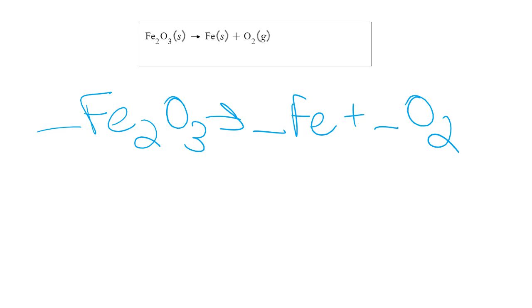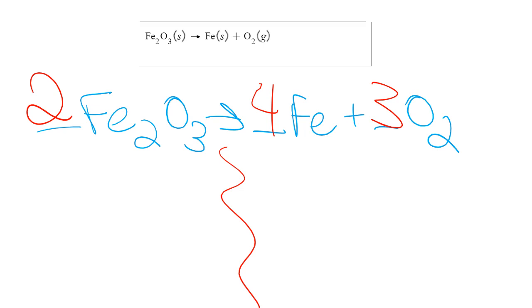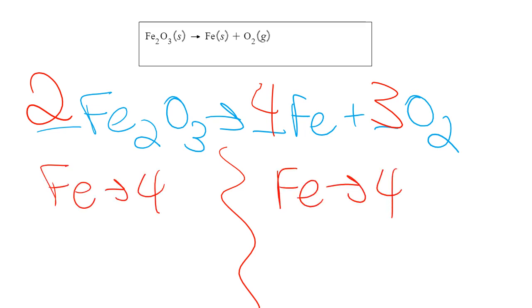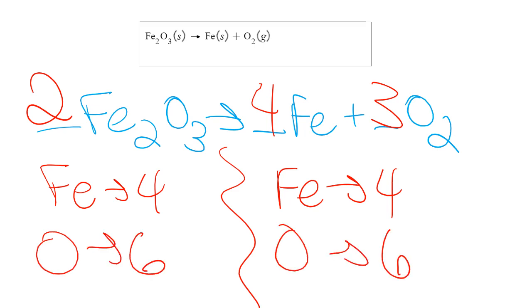So now we can't balance it with just normal numbers. So let's put a 2 in front of the complicated one and then balance it like normal. And there we go. Iron has 4. Oxygen has 6. And there you go. You're not going to get anything worse than what we're seeing here. So if you can do these, try to do them all yourself as well.